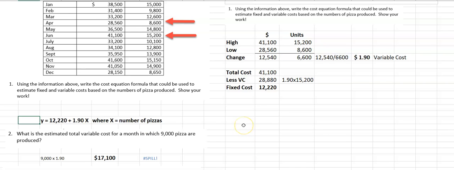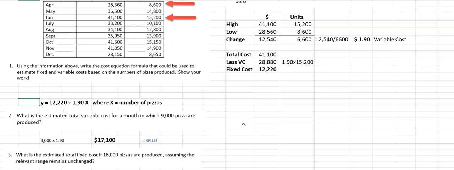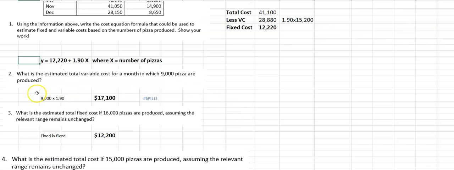What good information would that be for somebody to know? It would be terrific. So that's our total number of pizzas. What's the estimated variable cost in a month in which 9,000 pizzas are produced? It would be 9,000 times $1.90, which is 17,100, because that is my variable cost.